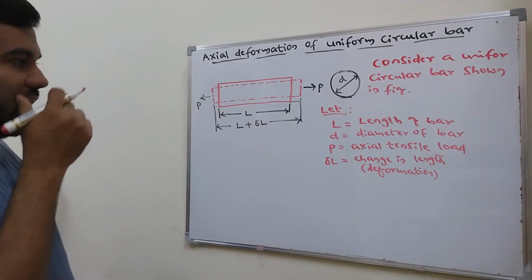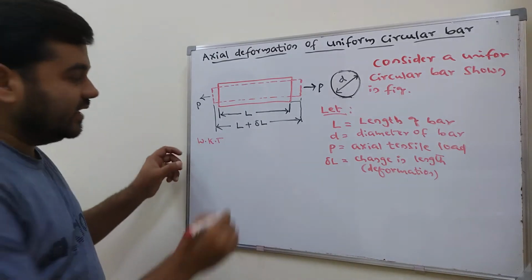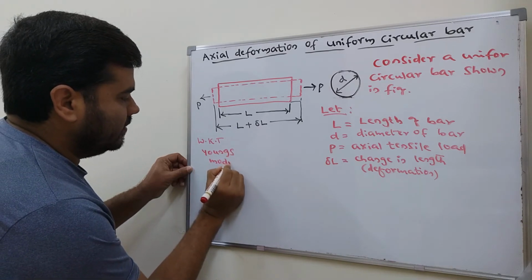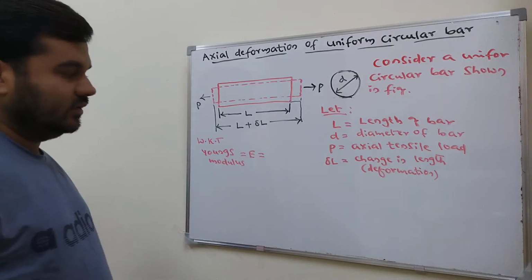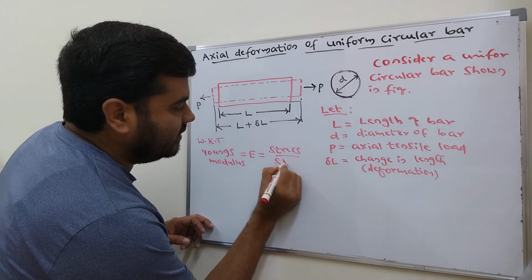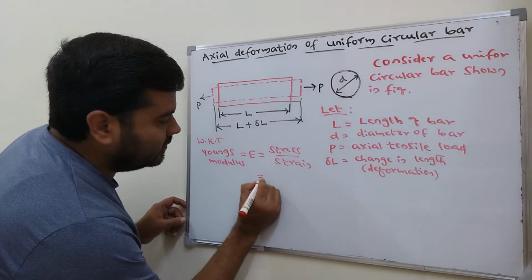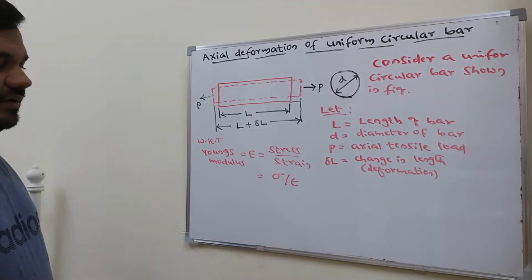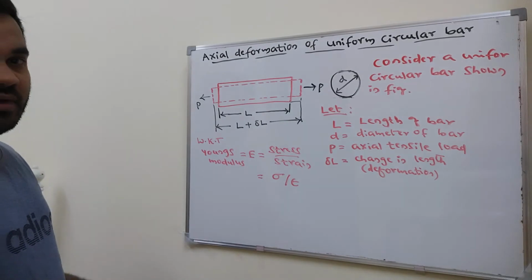Now we know that the Young's modulus E equal to stress by strain. This is the basic formula for Young's modulus. Stress by strain, where stress is denoted by sigma and strain is epsilon here. Stress divided by strain. So now we will calculate how much will be the stress after applying the load.